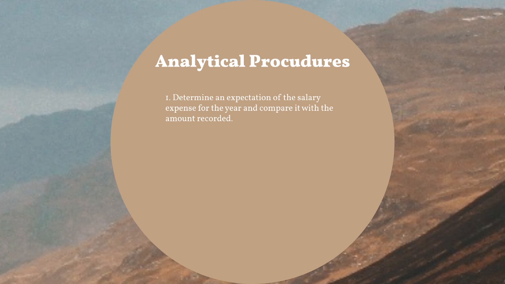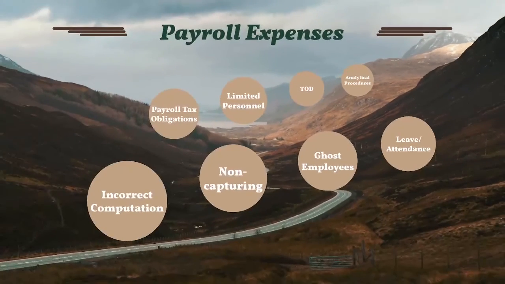And we can see whether the difference is material or not. If it is material, then an observation will be recorded. And if it is immaterial, then the amount will be ignored. So friends, this is how you check payroll expenses in a company.